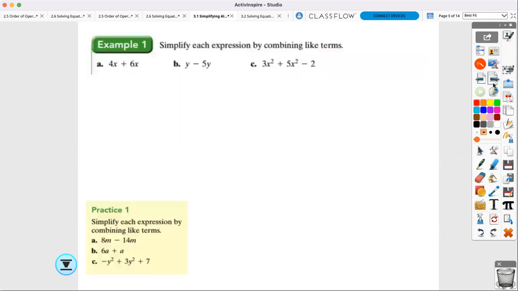Let's move on. Here's example 1, guys. There are 3 different examples, A, B, and C. I'm going to give you a minute and 30 seconds to copy down the instructions and A, B, and C. Then I'm going to begin working it out. The key to this example is, when you see this expression, do you see like terms or not? Can we combine them? How do we combine them? I won't get started until the timer goes off.